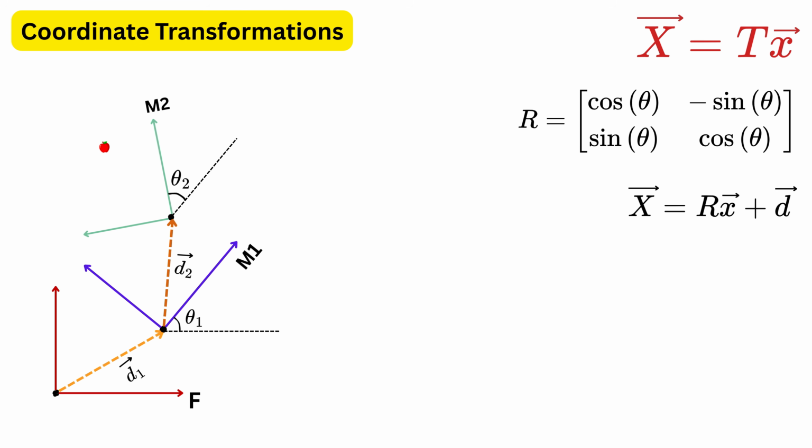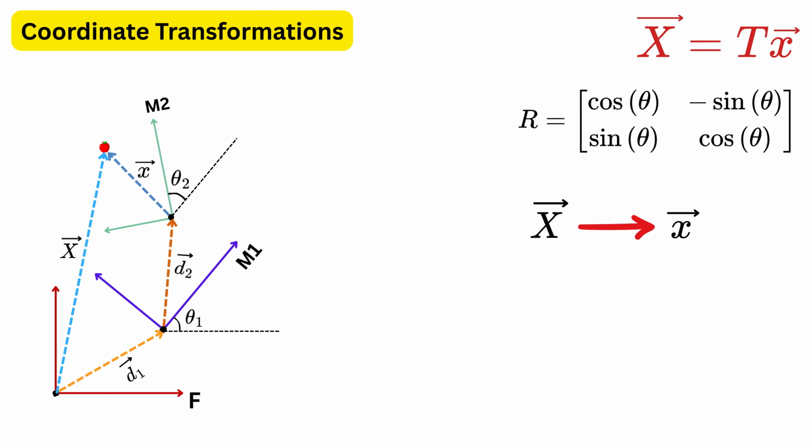Now, if I have a point here like this, which is given by vector small x with respect to moving frame M2, and if big X is the vector of this point with respect to fixed frame F, then how can we determine big X in terms of small x? To do that, we will first determine the coordinate of that point with respect to M1 frame. Let that vector be y.